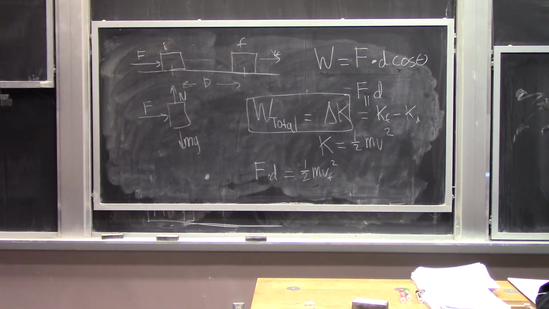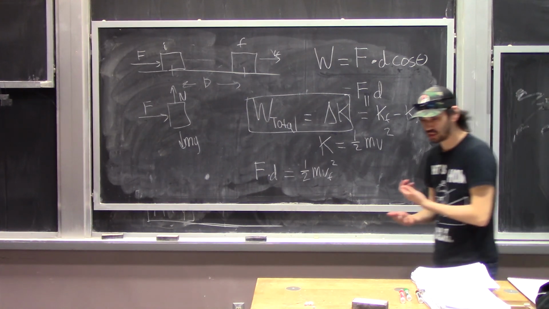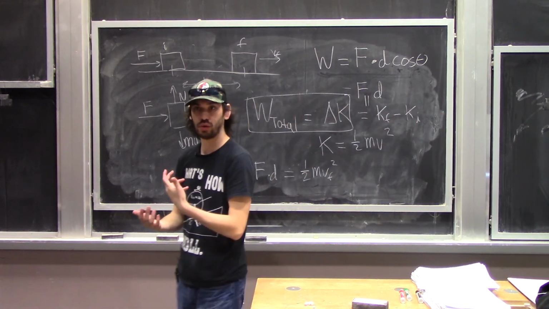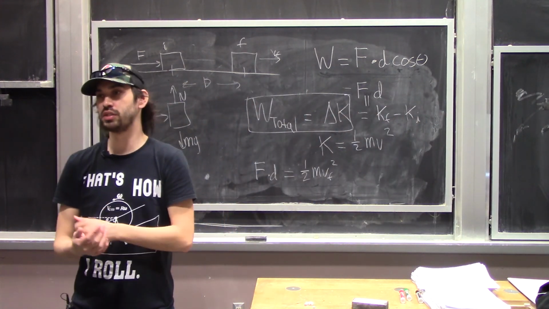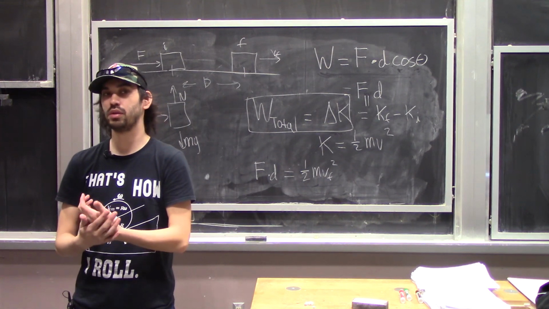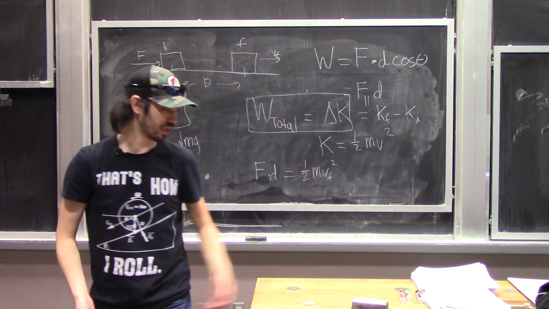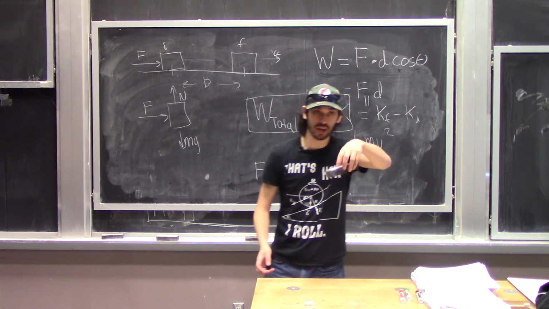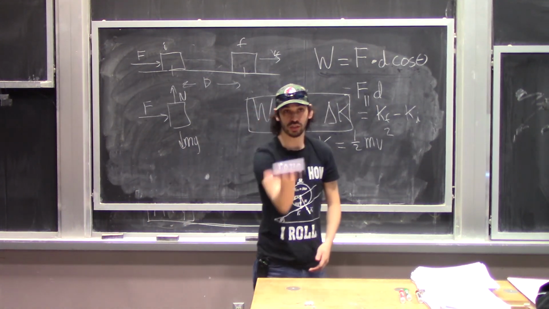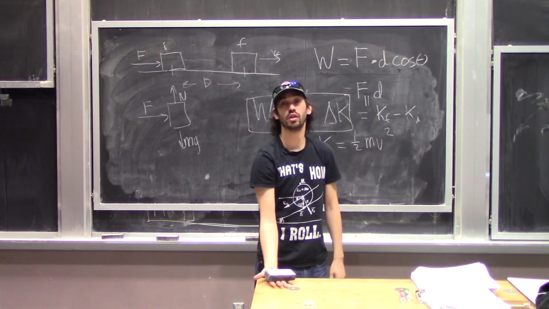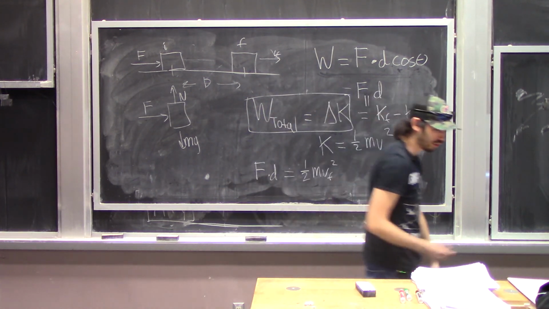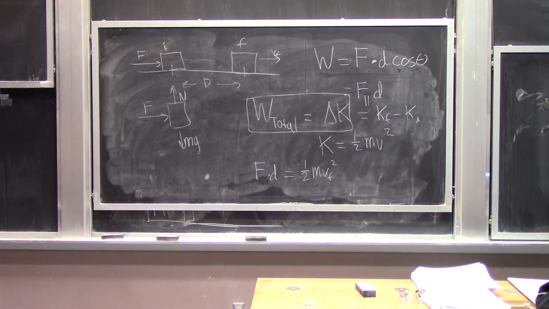Okay, so let's talk about this one. So what do we think? Is this work going to be positive, negative, or zero? Positive. Why is it going to be positive? They're in the same direction. Yeah, they're in the same direction. So if I'm lifting something up, the force that I'm applying to this eraser is in the same direction as the direction of motion. So what would we say the work would be done on this object by gravity?